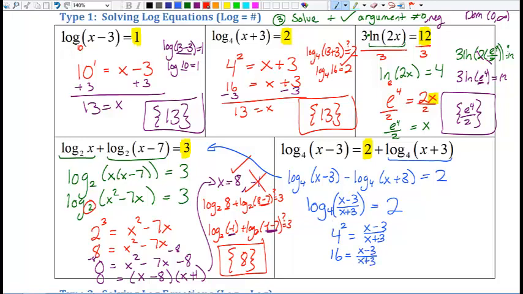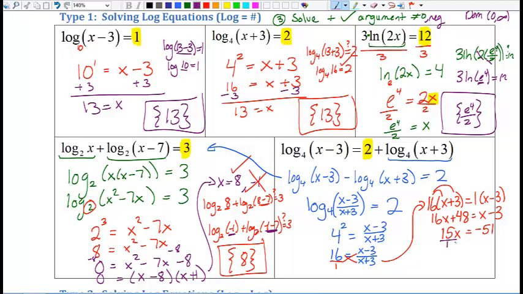One simple way to solve this is just to put the 16 over 1 and cross multiply, which will get me 16 times x plus 3 equals 1 times x minus 3. Distribute, I'm getting 16x plus 48 equals x minus 3. Moving the x's together on one side, I'm getting 15x on one side. Subtract the 48 to both sides, I'm getting negative 51.